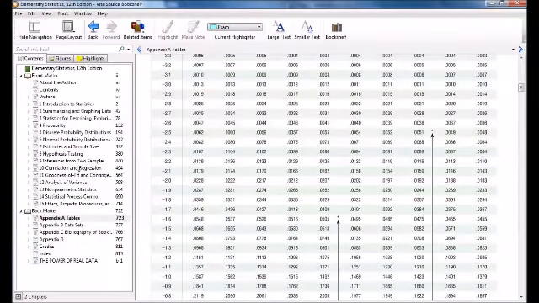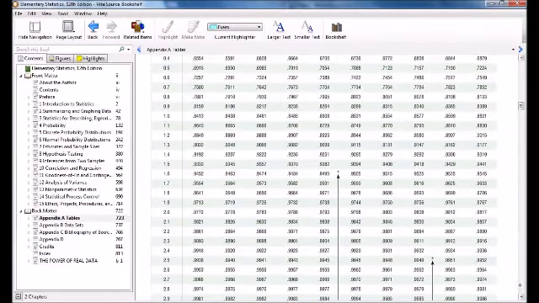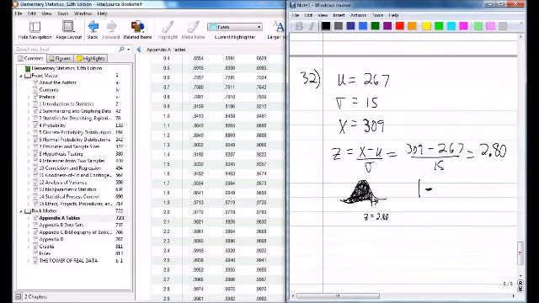It's here somewhere. Alright, so 2.80, 0.9974. Okay? So that is the area up to that point, up to that z-score. So all that stuff I had here, that area, 0.9974. That's not what I want. I want more than or greater than that.